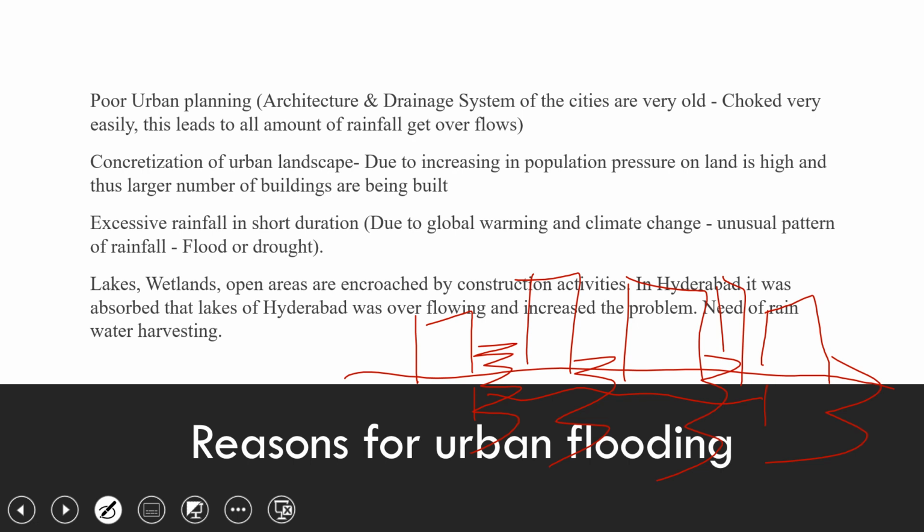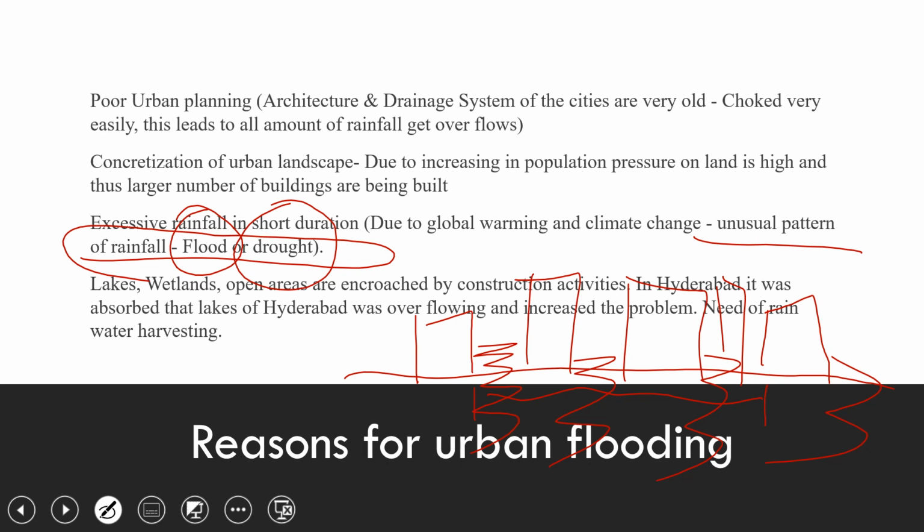Another reason is excessive rainfall in a short duration, which is a natural disaster. This we can't control, and this happens because of global warming. So if we can control global warming, we can control it. Due to global warming, we are seeing unusual patterns of rainfall, and this creates sometimes flood and sometimes drought. And flood and drought are also related to the El Nino and La Nina effect. We will see this in the monsoon lecture in geography.